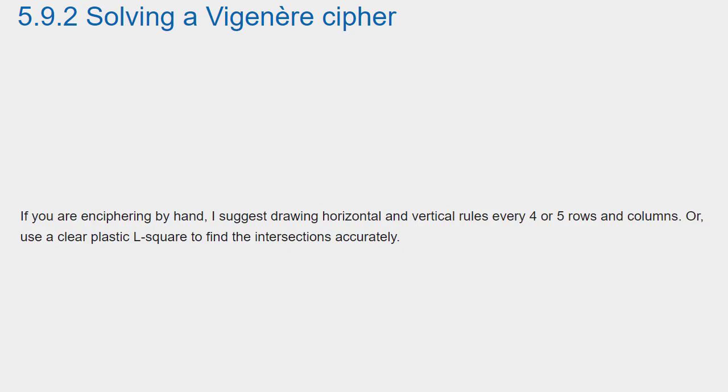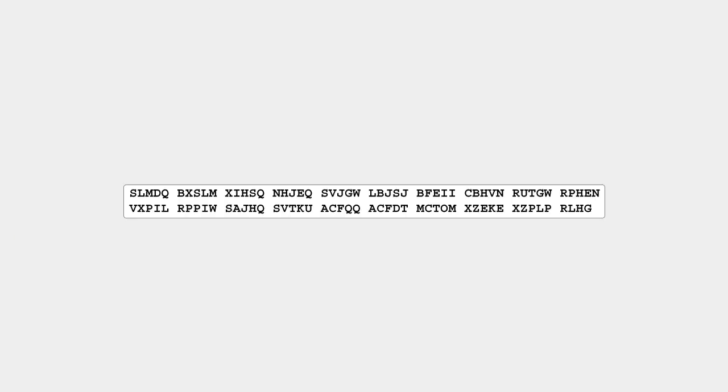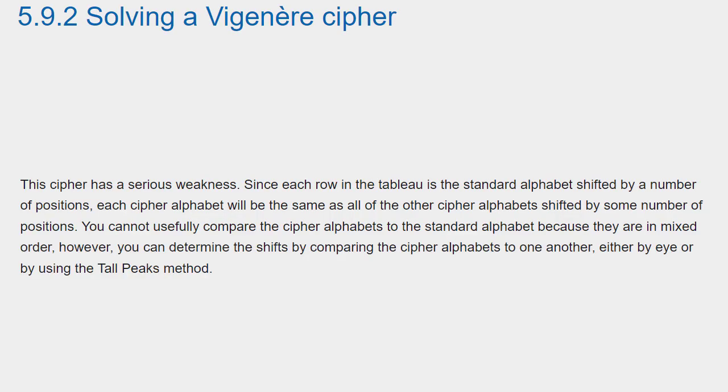If you are enciphering by hand, I suggest drawing horizontal and vertical rules every 4 or 5 rows and columns, or use a clear plastic L square to find the intersections accurately. Here is a sample message enciphered using this form of Vigenère cipher. It has a period of 5. This cipher has a serious weakness.